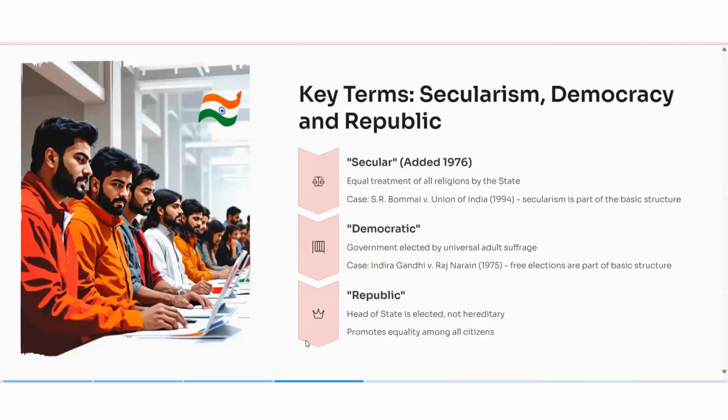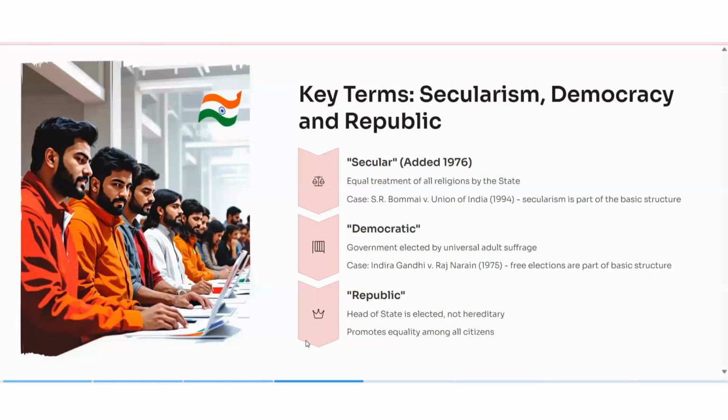In the case of S.R. Bommai versus Union of India, that case comes from the year 1994, secularism is part of the basic structure which cannot be amended by Parliament or state legislature. So it is beyond the power of Parliament to amend the secular fabric of the constitution.